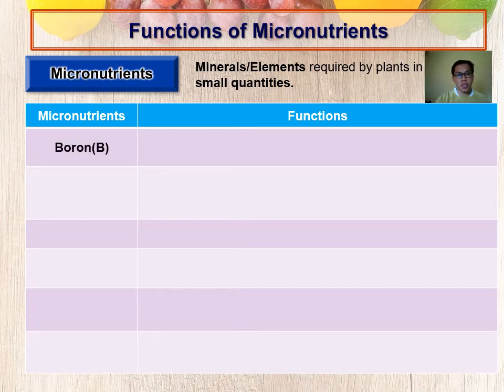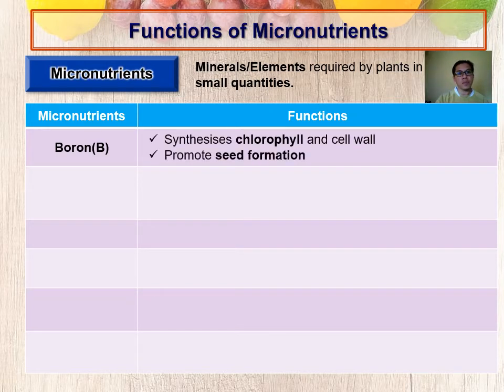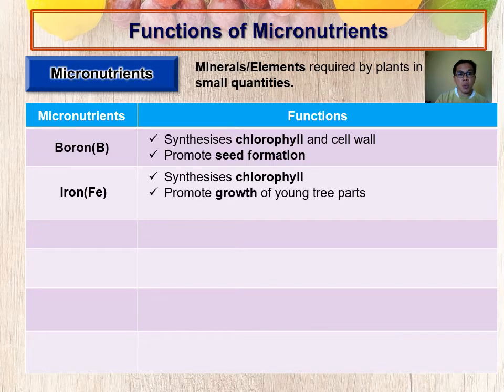Okay, the first is boron. The symbol is B. The function is to synthesis chlorophyll and cell wall and promote seed formation, membantu dalam pembentukan biji benih. The second one is iron, ferrum. Ini kita panggil sebagai zat besi. Okay, functions is help in synthesizing chlorophyll, membantu dalam penghasilan chlorophyll, promote growth of young tree parts, membantu dalam pertumbuhan bahagian-bahagian pokok yang baru, yang muda, and helps in cell respiration, membantu dalam respirasi sel tumbuh-tumbuhan.